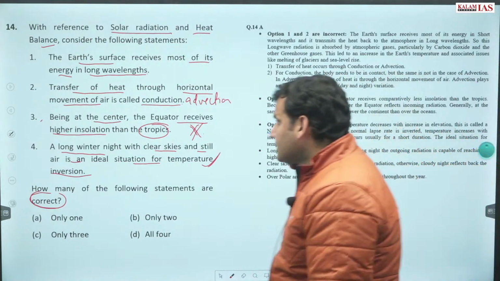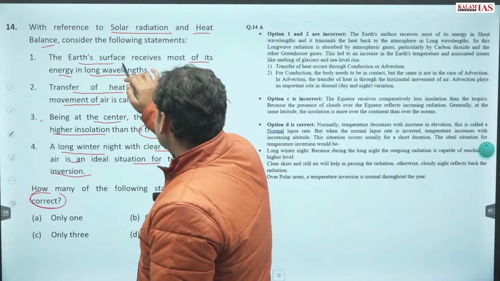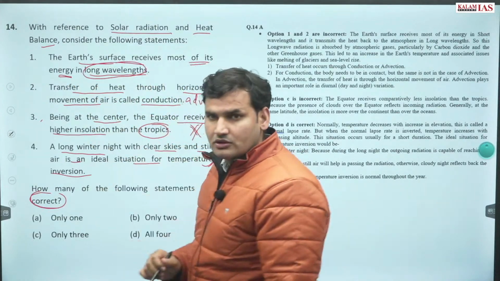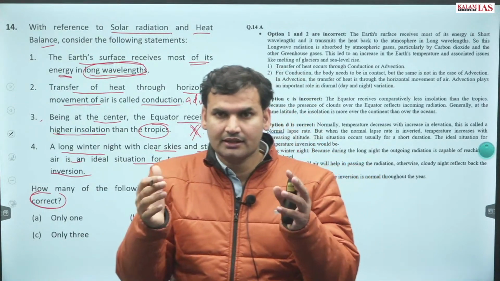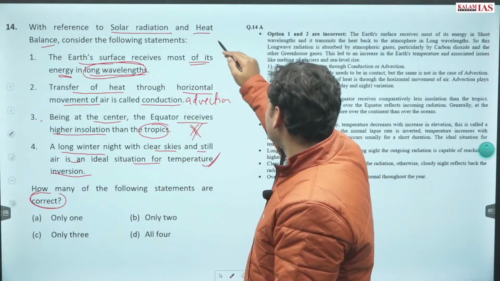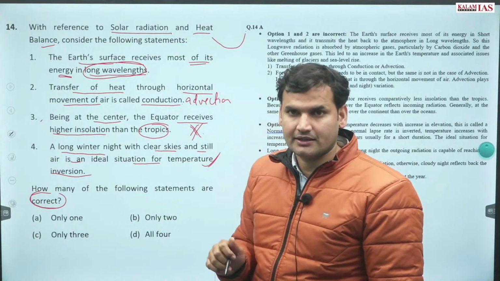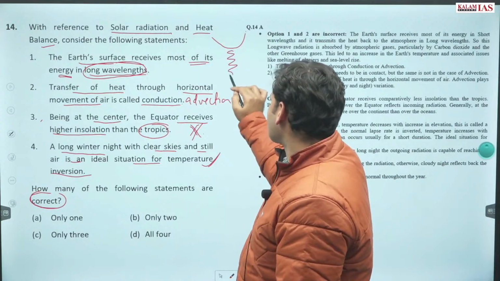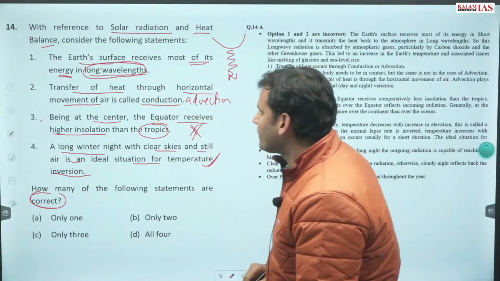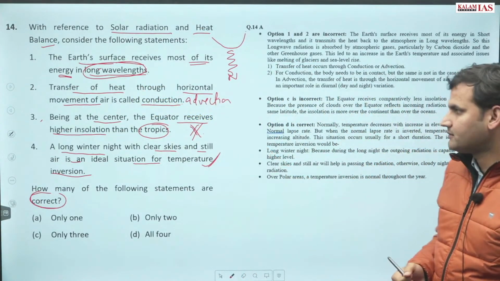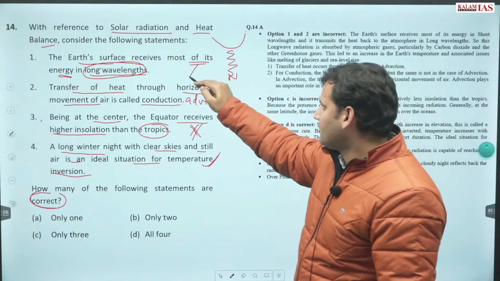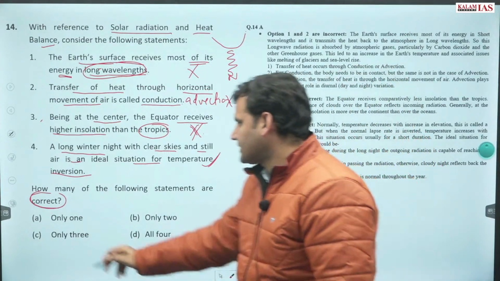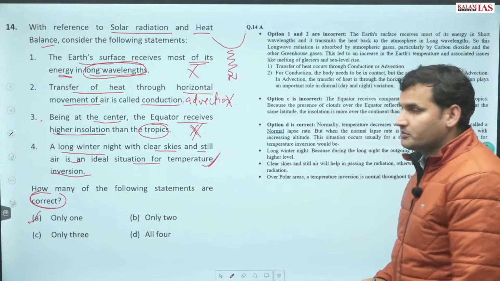पहला statement जो था, Earth's surface receives most of its energy in form of long waves. No, sun is the ultimate source of energy, right? High energy travels in form of short waves. This is not long waves but short wavelengths. Right? First statement is wrong. Second statement is also wrong. So only one of them is correct. That is why the correct answer becomes option A.